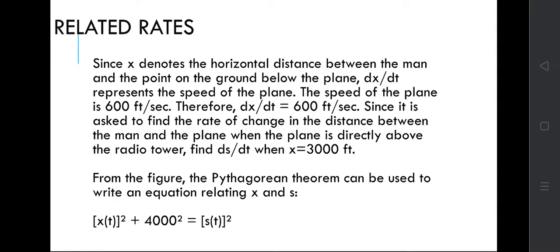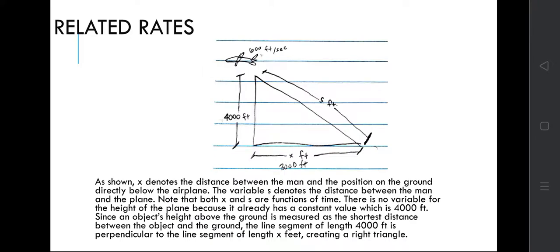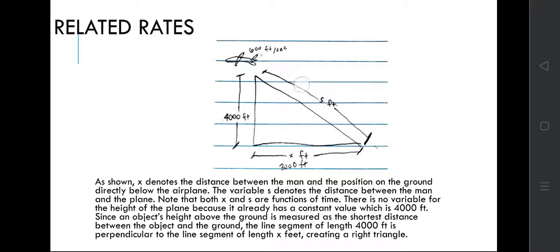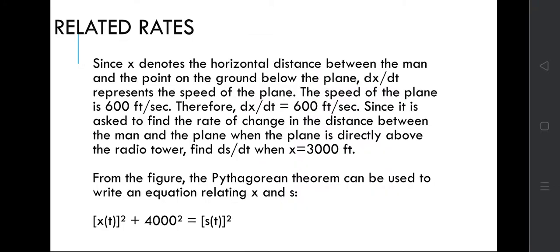Since it is asked to find the rate of change in the distance between the man and the plane when the plane is directly above the radio tower, ang kailangan natin mahanap dito is yung ds over dt, which is ito, with respect to t when x is equal to 3,000 feet.